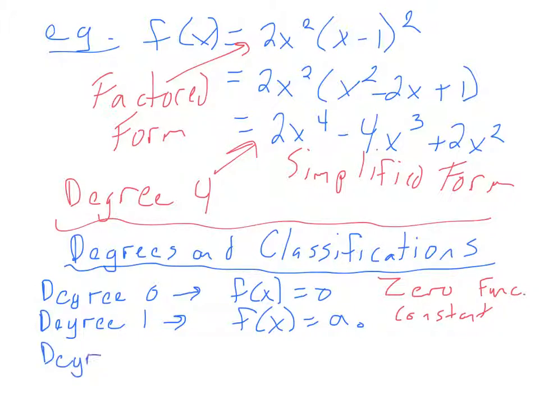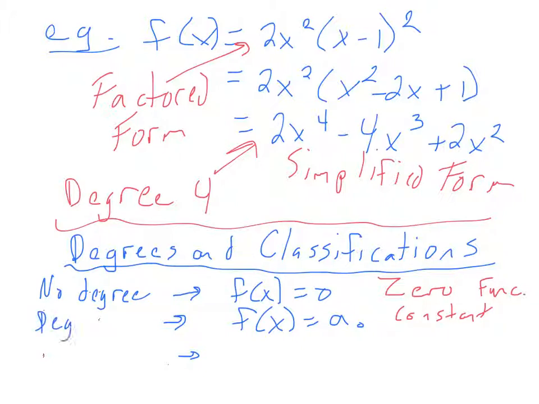Degree 2 function. Oh, I'm sorry. I screwed this up. So there's actually something lower than degree 0, and that is the function I'm talking about here. So I got to change my degrees. I always get these off by 1. So the function f of x equals 0 is actually just considered a no degree function, doesn't have a degree. Sorry, degree 0 function is a constant function. So it actually has a degree, it's just a 0.